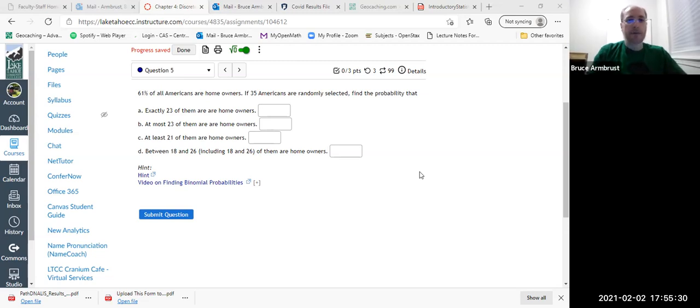It says 61% of all Americans are homeowners. If 35 Americans are randomly selected, find the probability that exactly 23 of them are homeowners, at most 23 are homeowners, at least 21 are homeowners, and between 18 and 26, including 18 and 26, are homeowners. Okay, so let's start with this. How do we know that this is binomial?